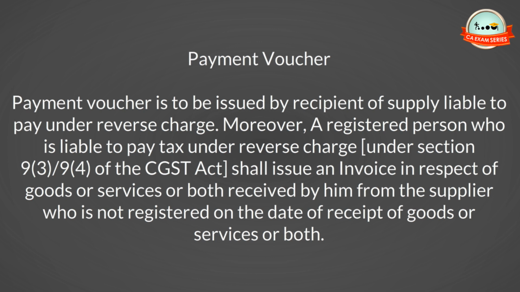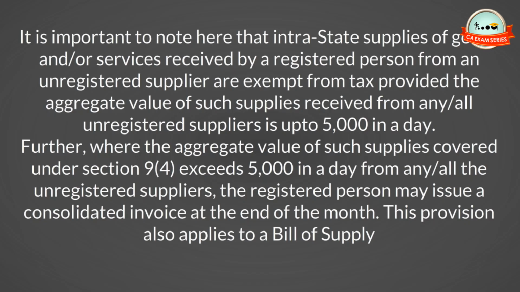Moreover, a registered person who is liable to pay tax under reverse charge, under Section 9(3)/9(4) of the CGST Act, shall issue an invoice in respect of goods or services or both received by him from the supplier who is not registered on the date of receipt of goods or services, or both. It is important to note here that intrastate supplies of goods and or services received by a registered person from an unregistered supplier are exempt from tax provided the aggregate value of such supplies received from all unregistered suppliers is up to Rs. 5,000 in a day.